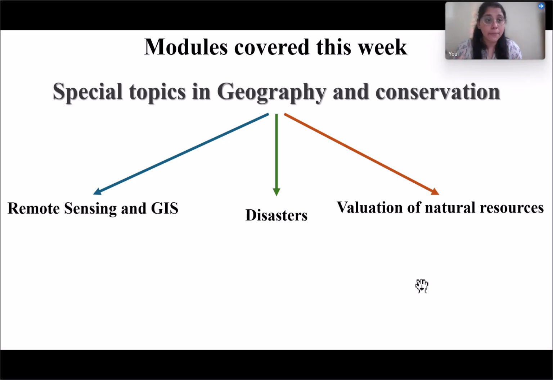the maps that we use, the different types of models that we use. Then we also looked into disasters. What exactly is it about disasters that we are supposed to know, and how do we combat them? And lastly, we also looked at valuation of natural resources, where we try to put a value on natural resources because that guides us and helps us in drawing conservation plans for these resources, right? So let's move on over these topics one by one.